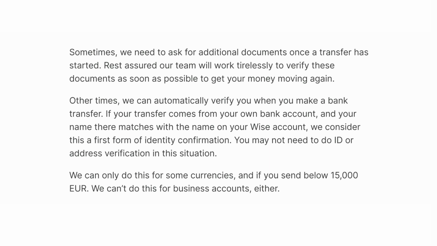If your transfer comes from your own bank account and your name there matches the name on your Wise account, they consider this a first form of identity verification. You may not need to do ID or address verification in this situation. They can only do this for some currencies and if you send below 15,000 euros. They cannot do this for business accounts either.